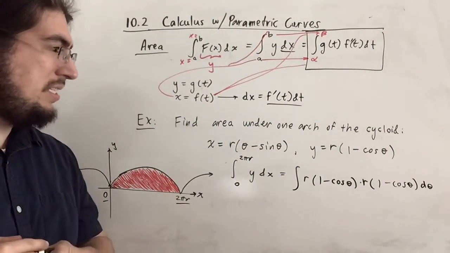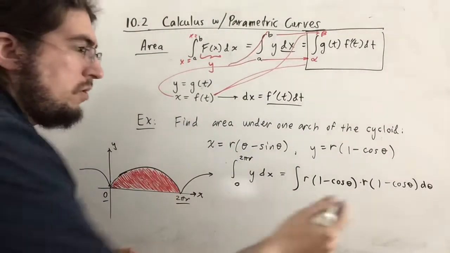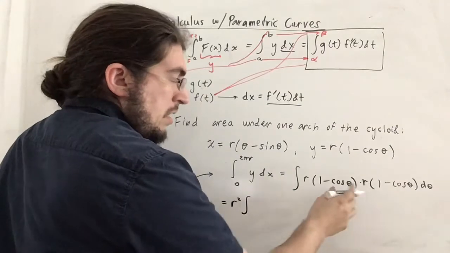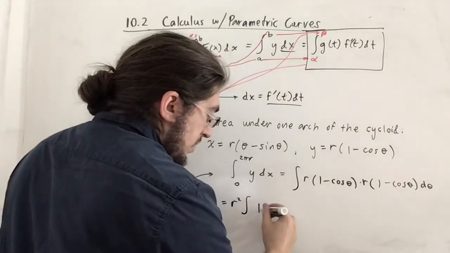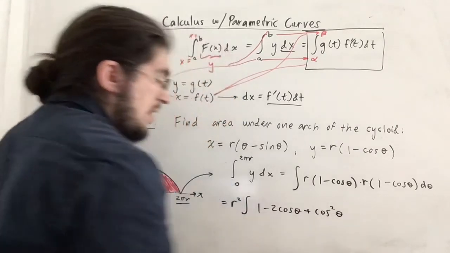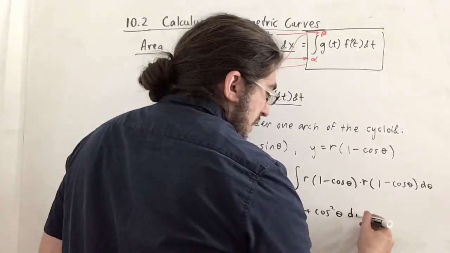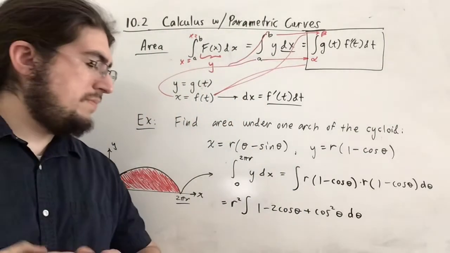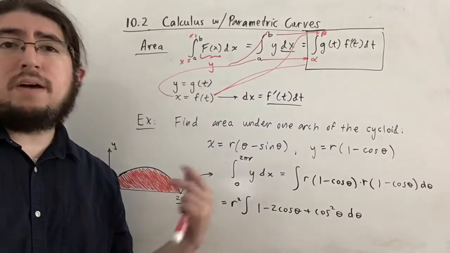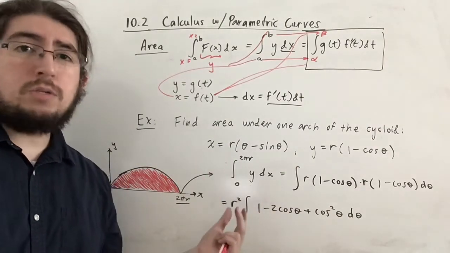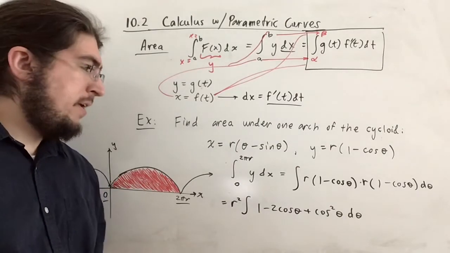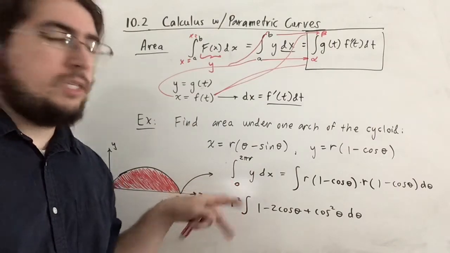Yikes. Yeah, this doesn't seem super pleasant. Because of course the r squared can be pulled out, and that's fine. But now after foiling out everything else, 1 minus cosine times 1 minus cosine is 1 minus 2 cosine plus cosine squared. And this, I don't think, is really a nice situation to be in. And the reason being is because the antiderivative of cosine squared requires that power reducing formula we saw way long ago in chapter 7. So we're going to have to apply that here. Let me at least get our limits situated though.